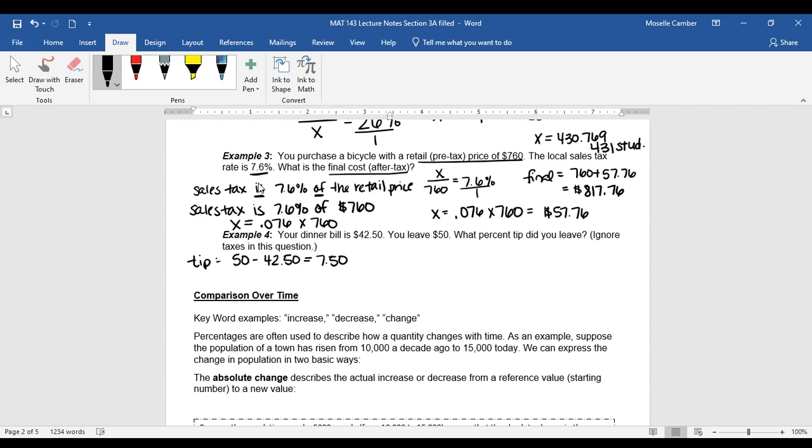So we say the tip is what percent of the bill. So in general, your tip is going to be some percentage of your bill. Because the is goes with the tip and the of goes with the bill, tip goes on top, bill goes on bottom, and that will give you your percent. Now we have the amount of the tip is $7.50. The amount of the bill was $42.50.